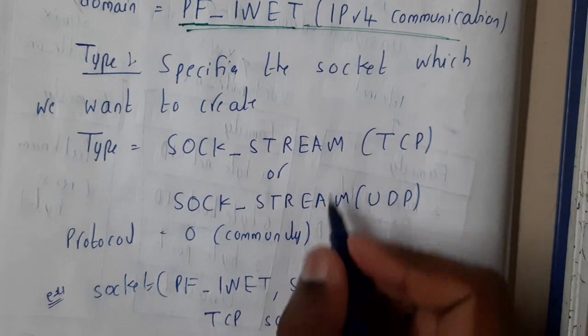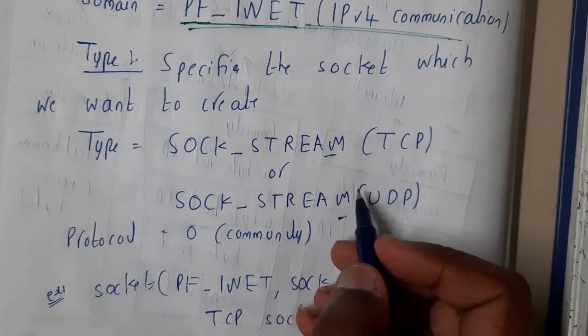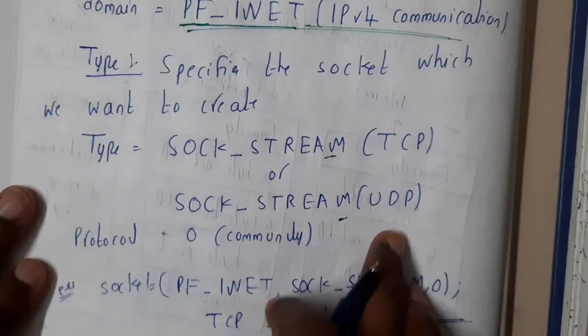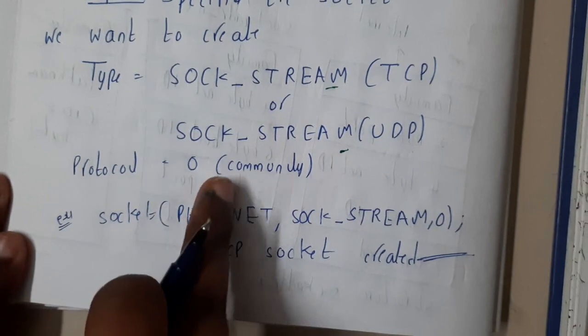I think I wrote it a bit wrong. Please confirm this once again, because both of them should not be the same. Please cross check them once again. After that, the protocol value will be 0 commonly.